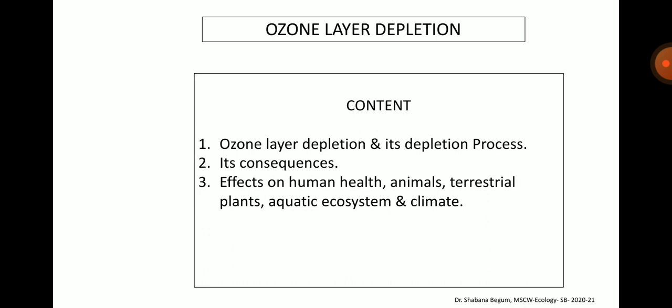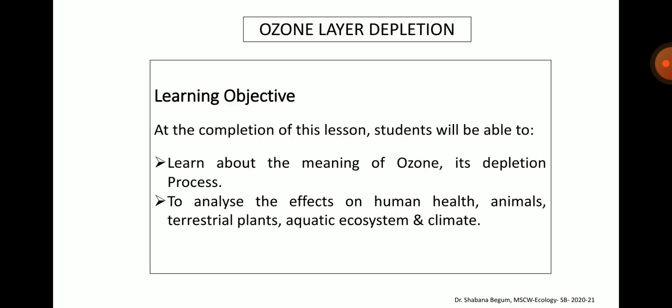The content of this session being the ozone layer depletion and its depletion process, its consequences and effects or impact of ozone layer depletion on human health, animals, terrestrial plants, aquatic ecosystem and climate. The learning objectives of this session being to learn about the meaning of ozone, its depletion process, and to analyze the effects on human health, animals, terrestrial plants, aquatic ecosystem and the climate.